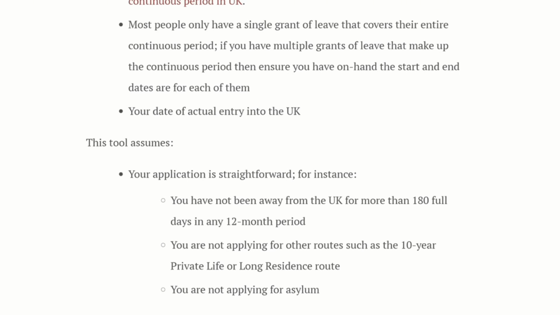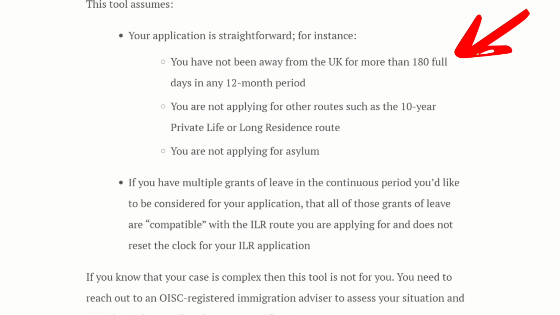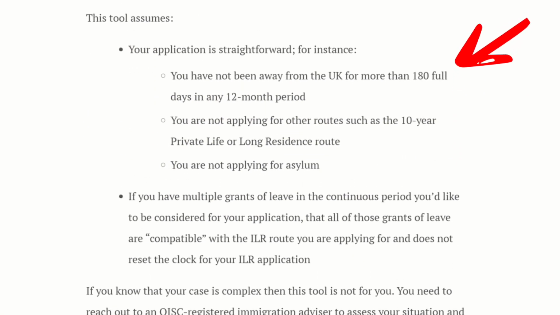To give you an accurate date, the tool assumes that you have not been away from the UK for more than 180 days in any 12-month period. Remember that the calculation is not from January to December. It's usually from the first day of your visa approval till 1 year after. That's 12 months. So that's how you determine the 180 days for each year.